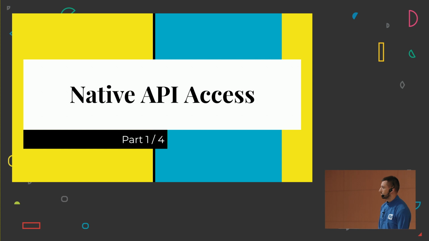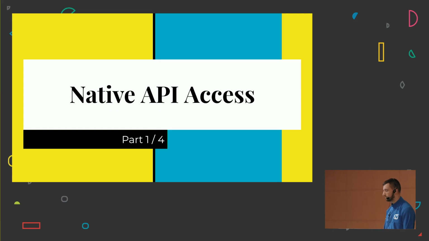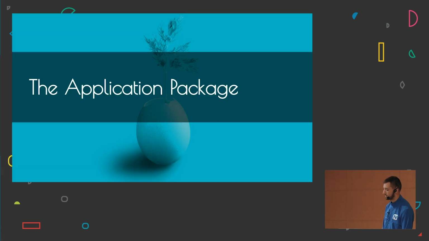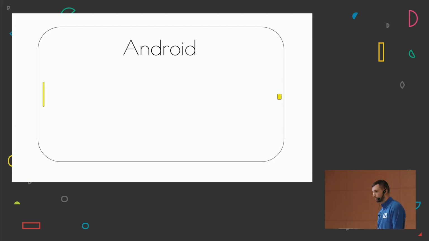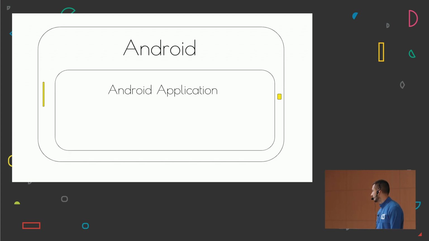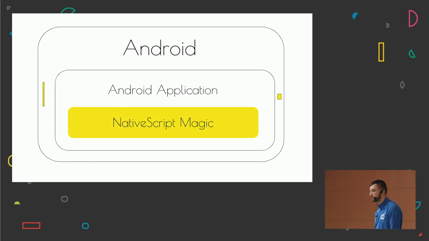One of the main benefits of using NativeScript is that we can use native APIs like Java classes or Kotlin classes and interfaces and stuff like that. We can use them in JavaScript as if they were regular JavaScript objects. To achieve this behavior, many things happen under the hood of NativeScript. So let's see what the NativeScript application package consists of. We have our Android phone and we have the Android application. At its core, NativeScript applications are packaged like regular Android ones. However, we have some NativeScript magic inside of it.